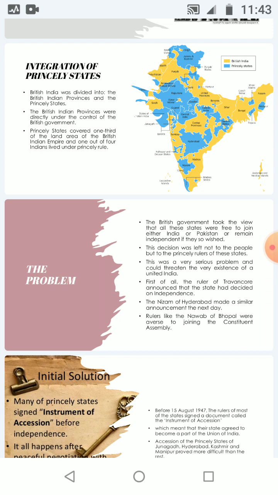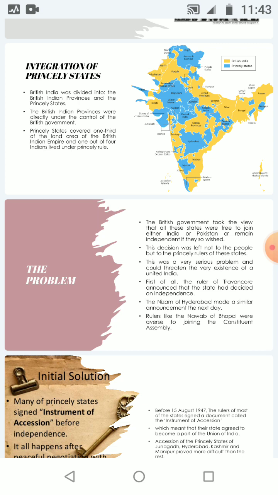When we got the freedom, our country was divided into various princely states, which covered over one third of the total area of the British Indian Empire, and one out of four Indians lived under princely rule. The British government decided that these states were free to join either India or Pakistan or remain independent. This decision threatened the very existence of a united India.